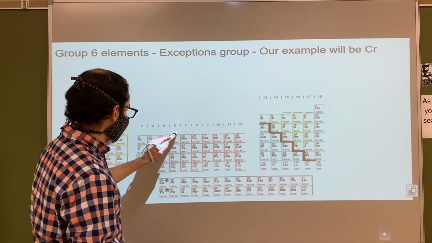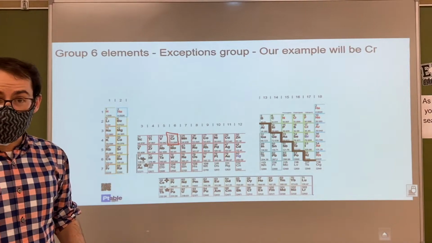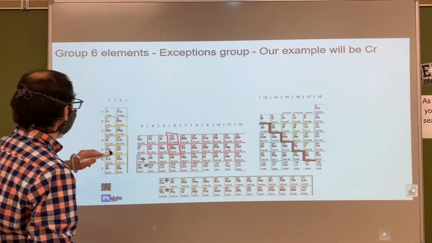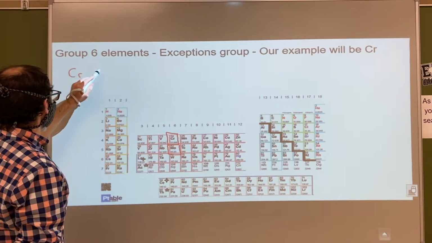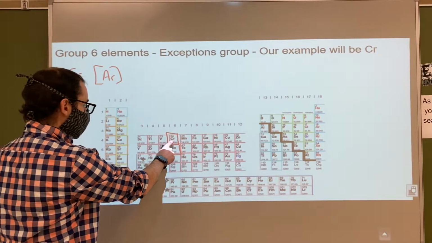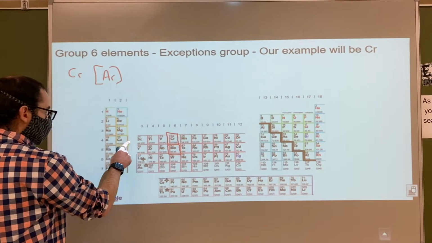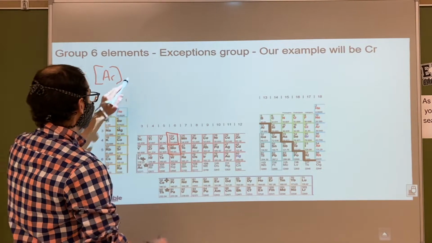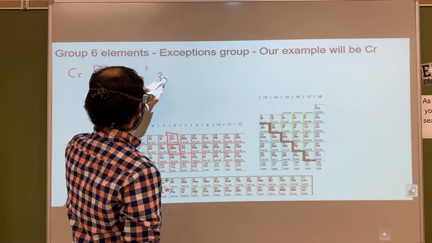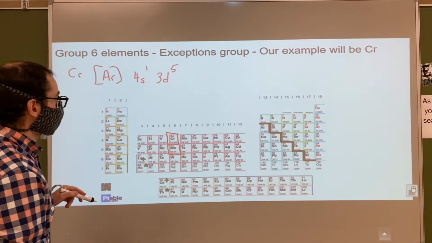All right, so here's chromium. Now, chromium is a little bit weird, right? Because it's an exception, and so is number 42. So this would be Cr, which is going to be argon. But remember what it's an exception for. Normally it's going to be argon 4s2, 3d4. But if you remember, this is going to go 4s1, 3d5, because it does that switch to fill up the d orbital, okay?